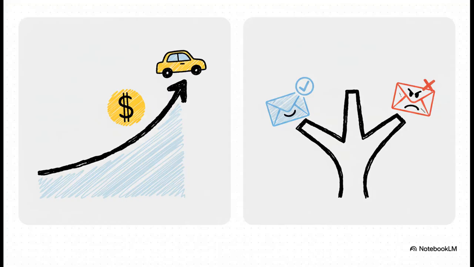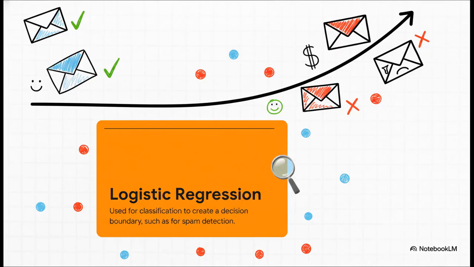See, the whole question we're asking changes. Predicting a car's price could be any number, 30,000, 4,500. But deciding if an email is spam, that's a choice between two specific labels, spam or not spam. It's a yes or no situation. For this kind of job, we need a different tool.